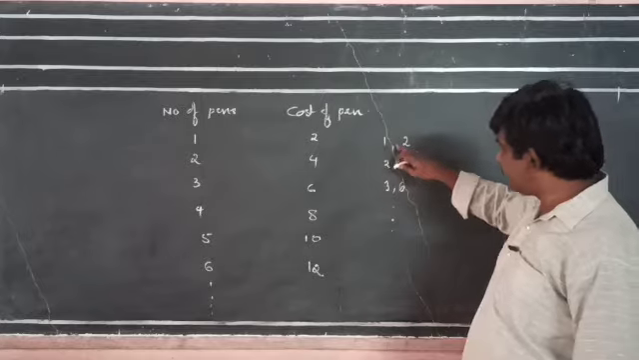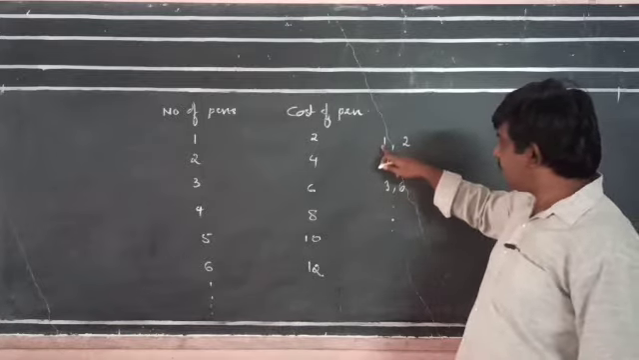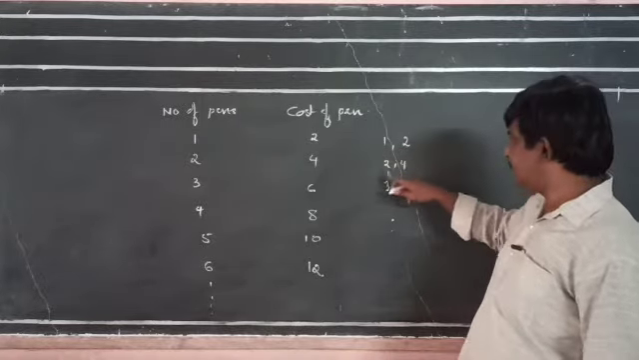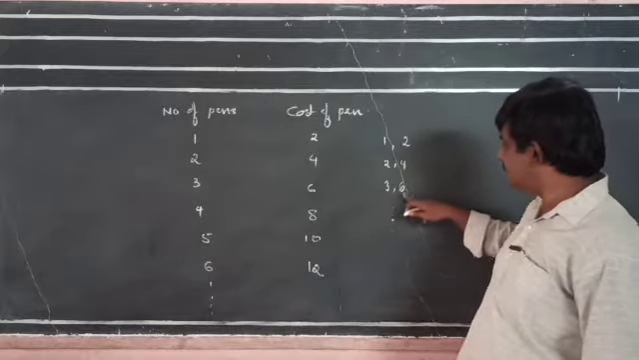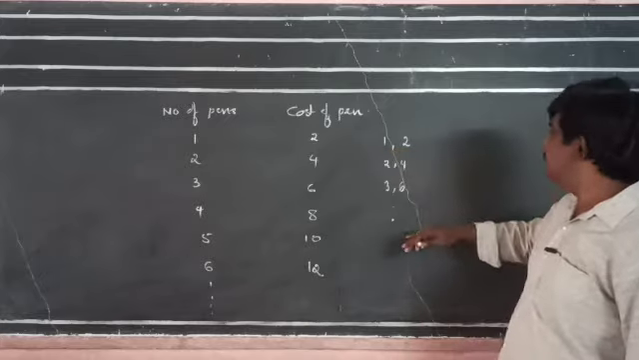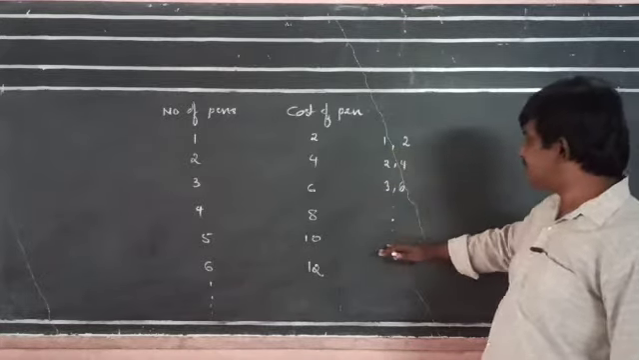So these are the pairs. 1 comma 2 is one pair. 1 and 2 are related to each other. 2 and 4 are related to each other. 3 and 6 are also related to each other. That means there exists some relation. So these pairs have some particular relation.